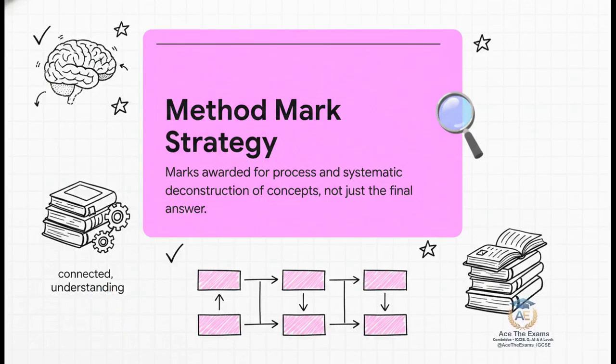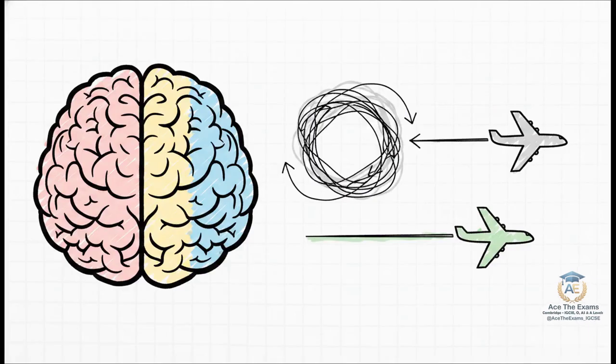The method mark strategy means you are heavily rewarded for the systematic deconstruction of the prompt. You have to prove your analytical process every single step of the way. You don't just arrive at the answer, you show the examiner exactly how you navigated there. Look at your screens, because Cambridge explicitly targets 3 distinct cognitive domains for Paper 4. We've got knowledge and understanding, critical analysis, and evaluative thinking.